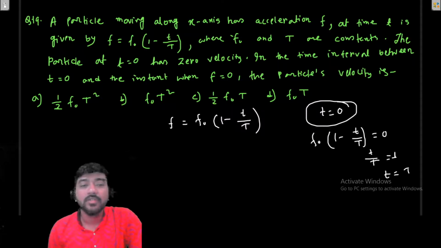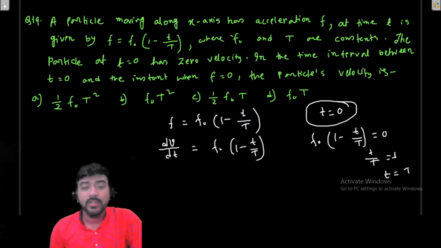What will be the particle's velocity? The particle at t equal to 0 has 0 velocity. This is also the initial condition given. So now what we have to do is find out the velocity. We know that acceleration is nothing but dv/dt. So we have to express it like this, and that will be F0 into 1 minus t by T.